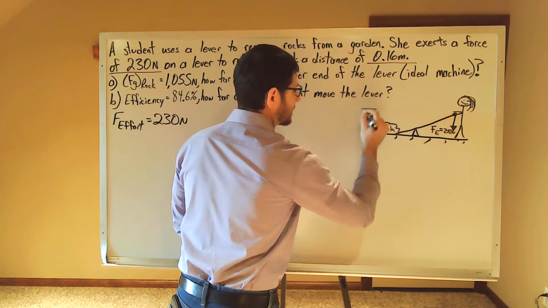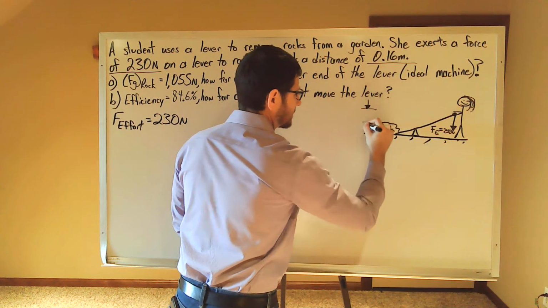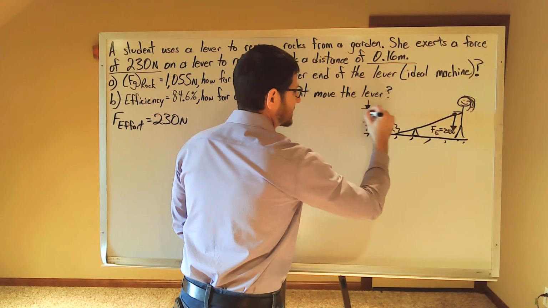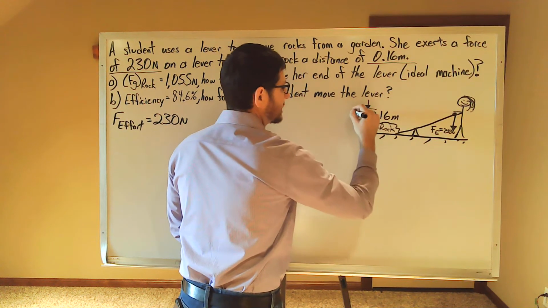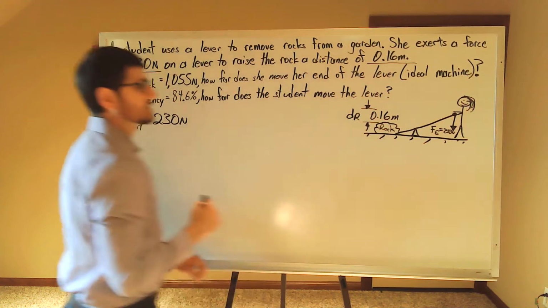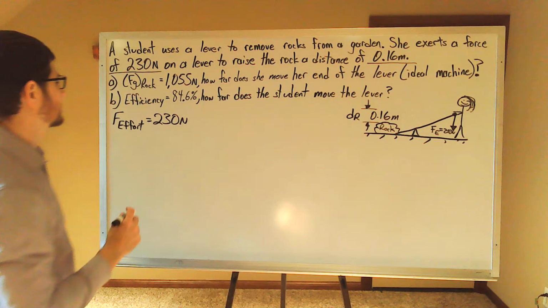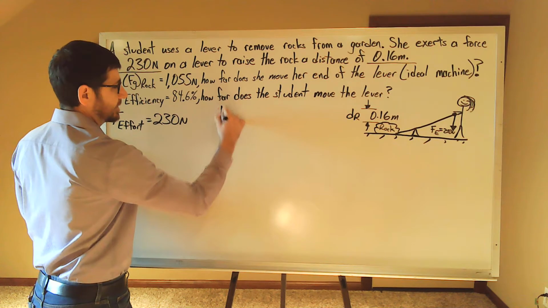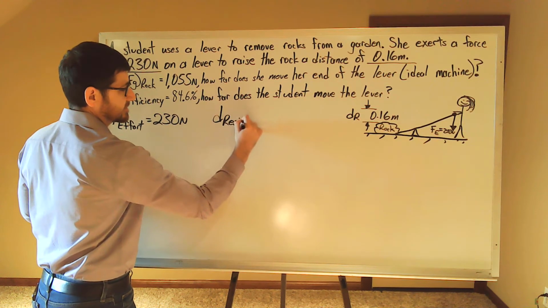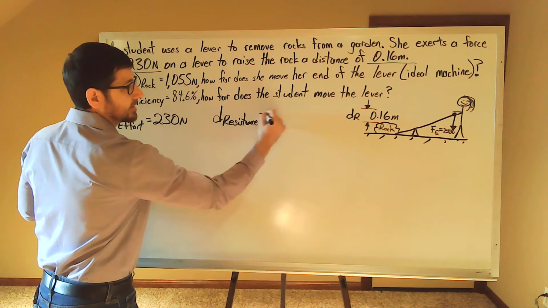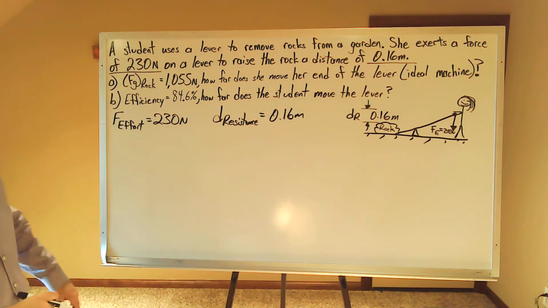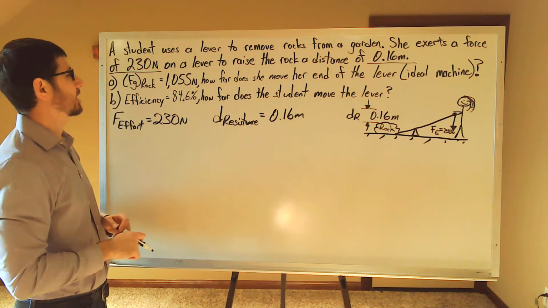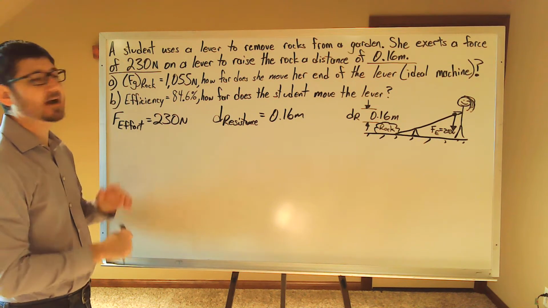So right here, this is 0.16 meters, and this is going to be the distance that the resistance moves. So distance of resistance equals 0.16 meters. So on part A, the weight force of the rock is 1,055 newtons.